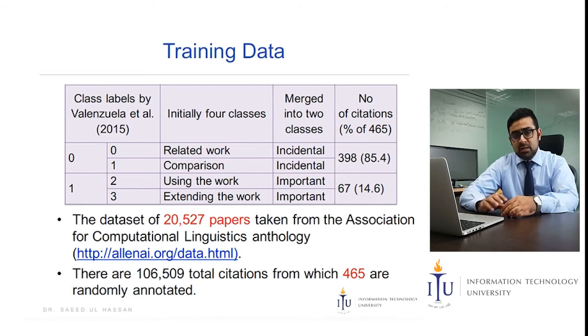We chose the same dataset for training our model because this dataset has been manually annotated, so one can see the learning accuracy while training on the data. This dataset was taken from the Association for Computational Linguistics anthology. There were more than 20,000 papers, and among them 465 citations were randomly selected and annotated by this group, and we chose the same dataset to train our model.